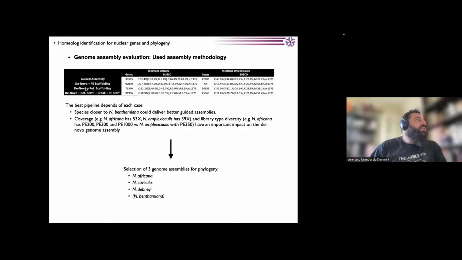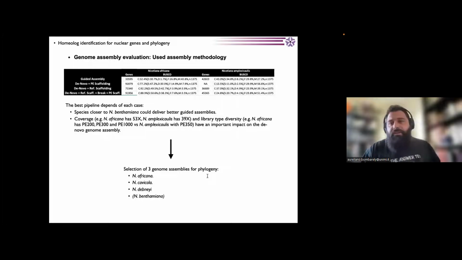But when we did this de novo and reference scaffolding, we ended with 77. We decided to break these scaffolds and use benthamiana to do a new rescaffolding, then fill the gaps and break again, and we were able to hit 92% of BUSCO. That in some ways was what we were looking for: not a complete reconstruction, because we cannot have a complete reconstruction of the genomes, but as complete as we can, okay? And of course, this didn't work with amplexicaulis. In this case, the de novo genome assembly had a very low BUSCO, and even if we did the rescaffolding, we didn't improve much.